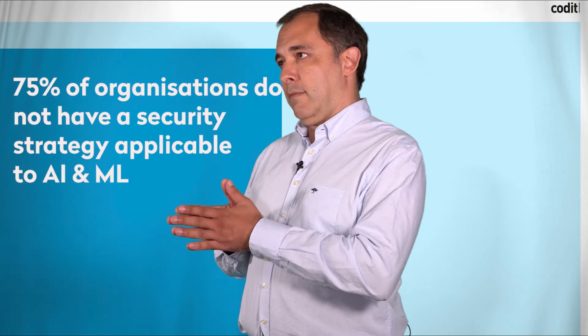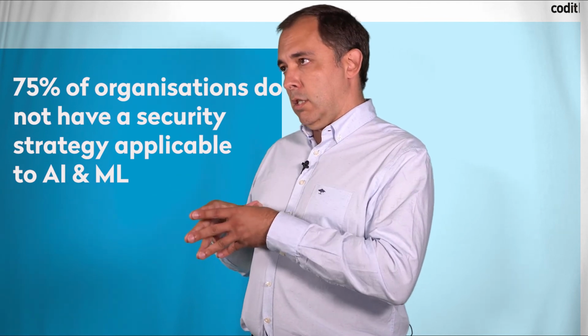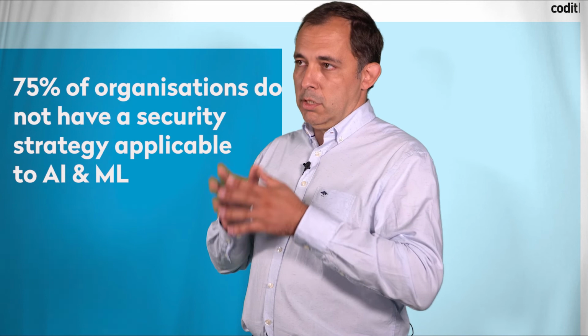There are still roughly 75% of organizations who do not have a security strategy applicable to AI and machine learning, other than infrastructure related, in place in their organization. That's a big number. I think we would agree with that.